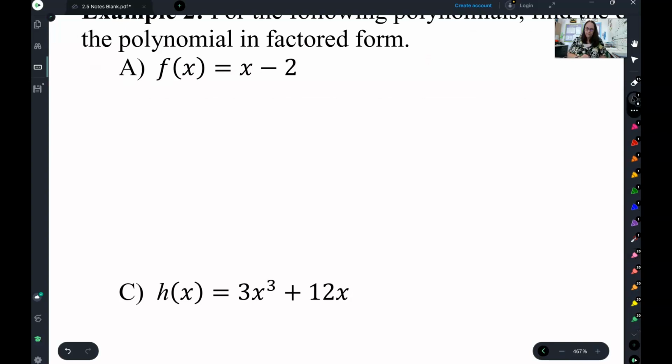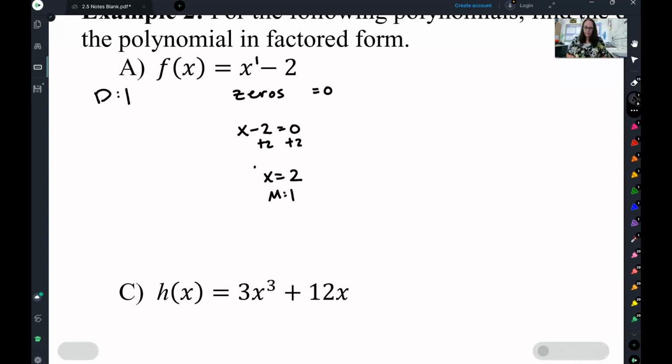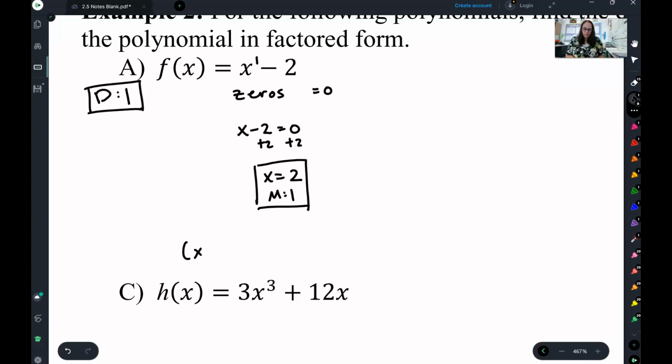I start right here. So this is a degree 1. That's the biggest exponent it's got here, is degree 1. So if we look at the zeros, remember to find the zeros, you set the equation equal to 0, which usually means you have to factor it. But because this is just a linear, it's already factored. So our zeros are x equals 2, and that one has a multiplicity of 1. Ta-da! So degree 1, and it has one answer. So our fully factored form is just x minus 2.